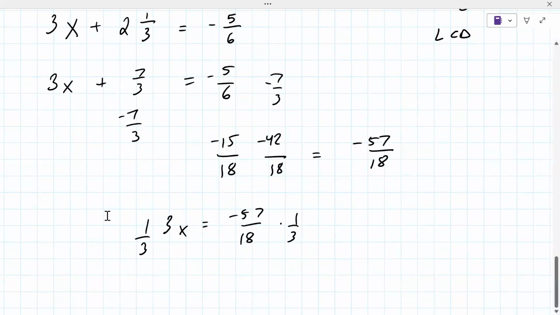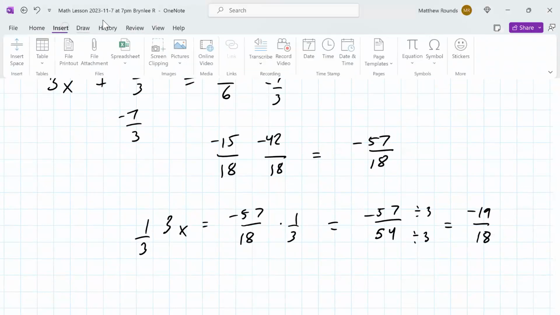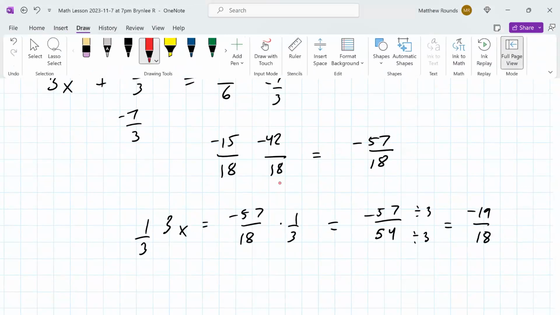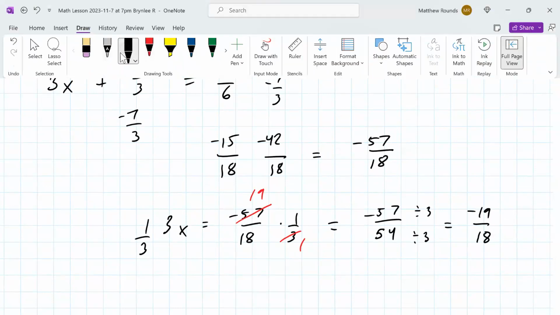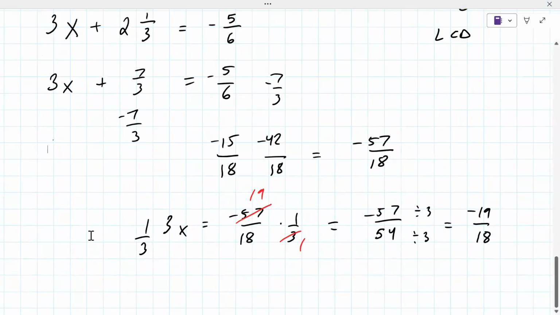Yep. Pre-reduce here, don't multiply. Minus 57 is divisible by 3. It's 19. If you really want to, you can multiply across, but you still have to reduce both by 3. It's better if you can see that 3 goes into 57. Is that okay? Oh, yeah, I just didn't reduce. Yeah.